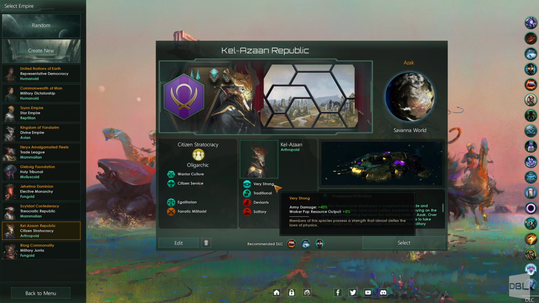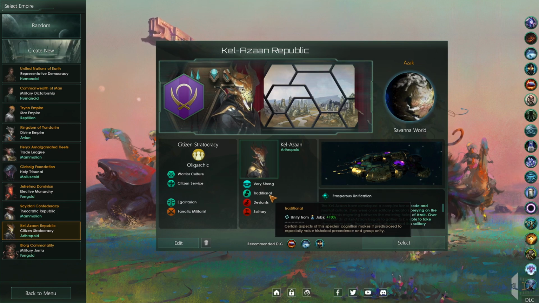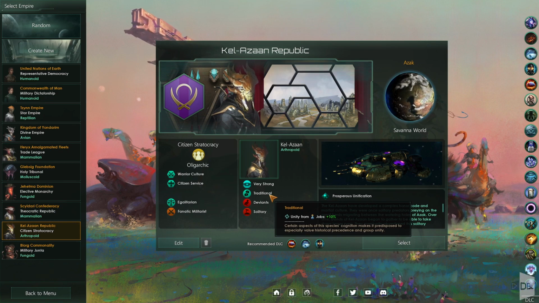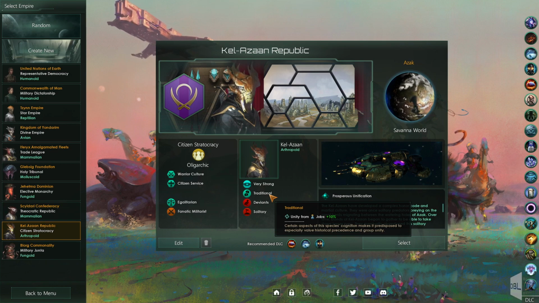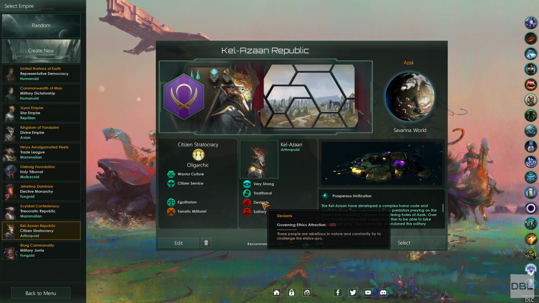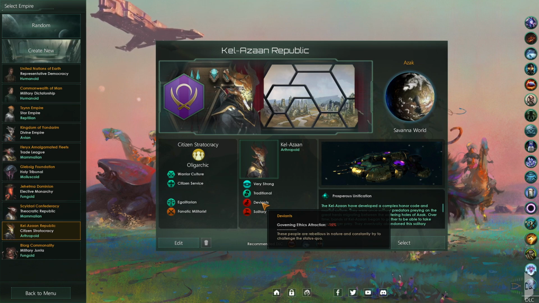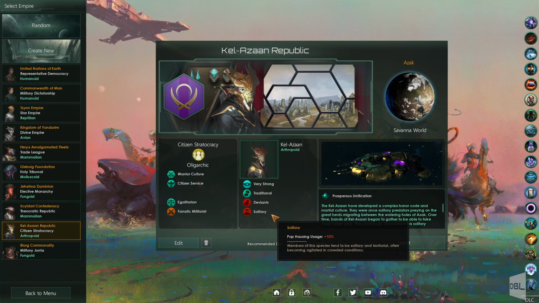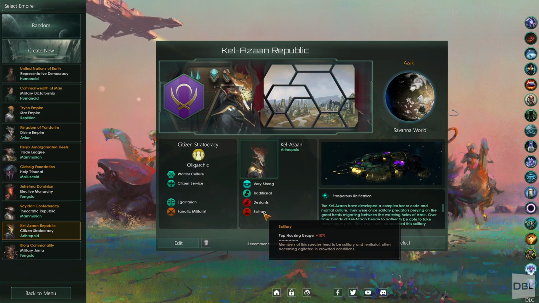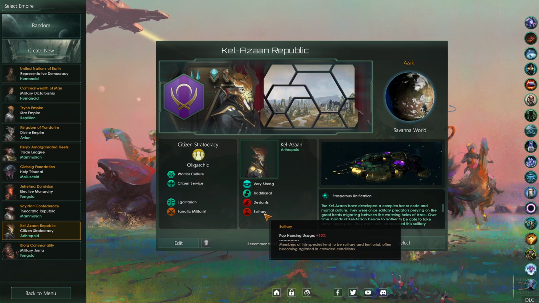Very strong. Possess a strength that almost defies the laws of physics. Whoa. Traditional. Certain aspects of the species' cognition makes it predisposed to especially value historical precedents and group unity. Deviance, the rebellious in nature, constantly trying to challenge the status quo, and solitary. Solitary and territorial, often becoming agitated in crowded conditions.